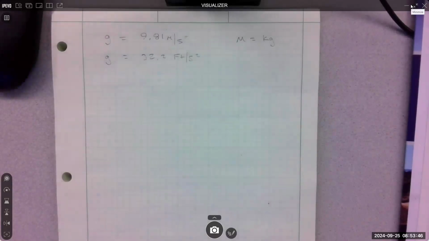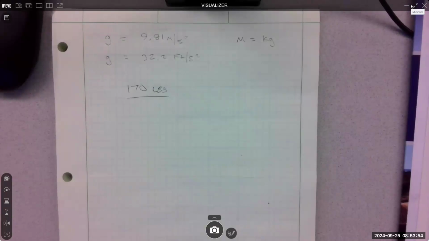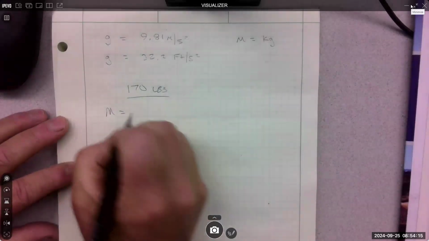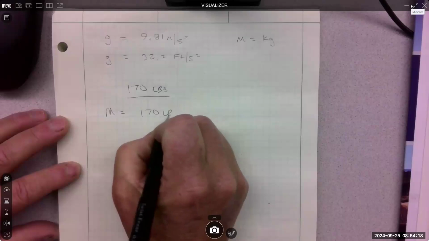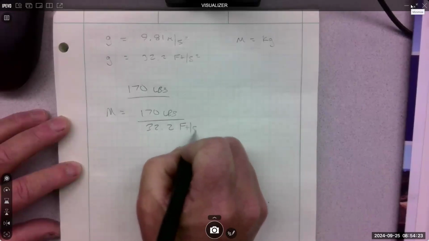So sometimes we talk mass, sometimes we talk pounds. So I weigh 170 pounds. The way we get that weight, like I weigh 170 pounds right here. On the moon, I don't weigh 170 pounds. Why? Gravity's different. So we get it from mass times gravity. So if I want to know my mass, I have to take my 170 pounds and divide by 32.2 feet per second squared.